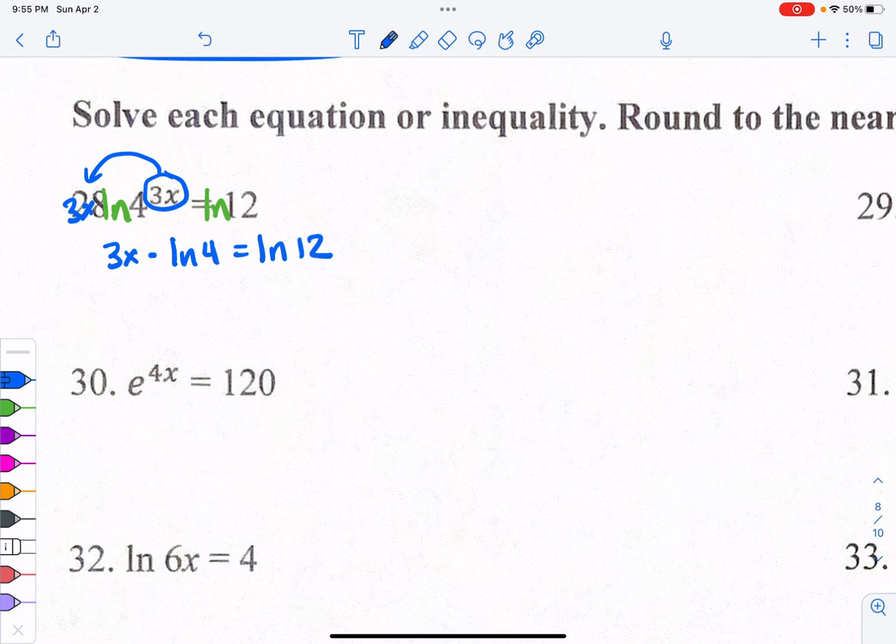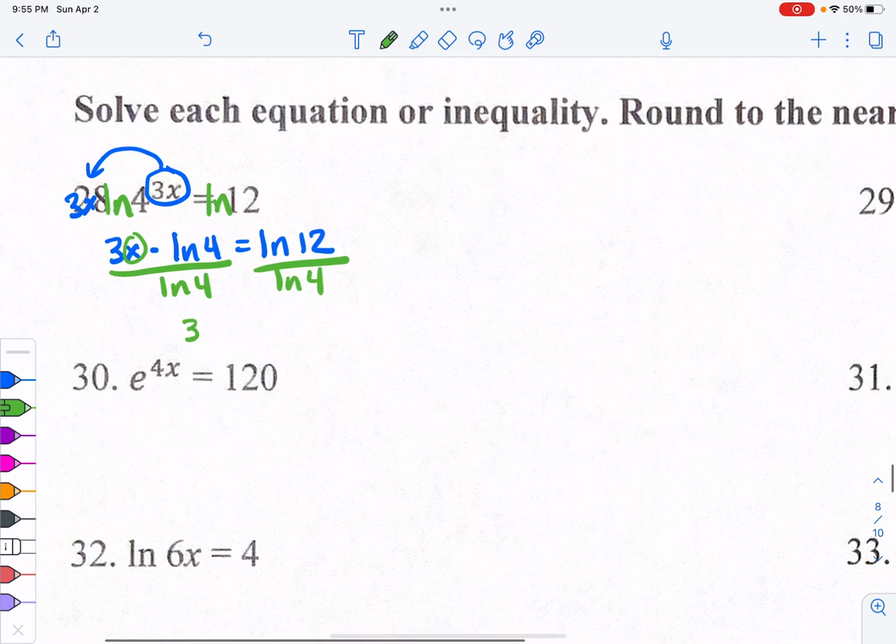And then what I can do is to solve for x. I'm trying to get x by itself. I can divide by ln of 4. Actually, I can really divide the 3 and the ln of 4, but I'm just going to divide the ln of 4 to begin with, just so that we don't get too messy. Okay, so I'll have 3x by itself equals ln of 12 divided by ln of 4.